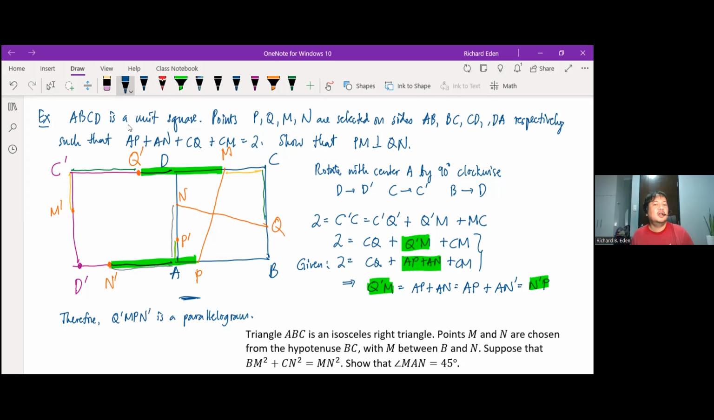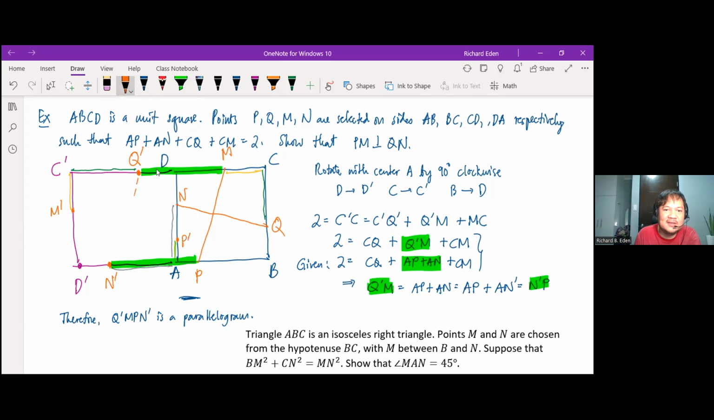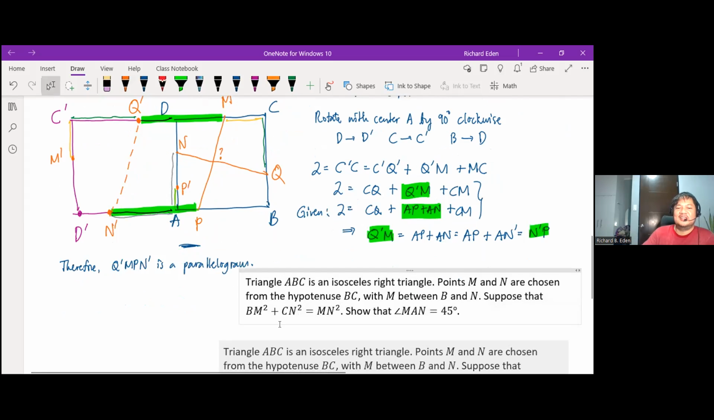So how do we show that NQ and MP, how do we justify the 90-degree angle there in that question mark? Hint, we did a rotation of 90 degrees. What's the image? Can you try to see if you can fill in the details?